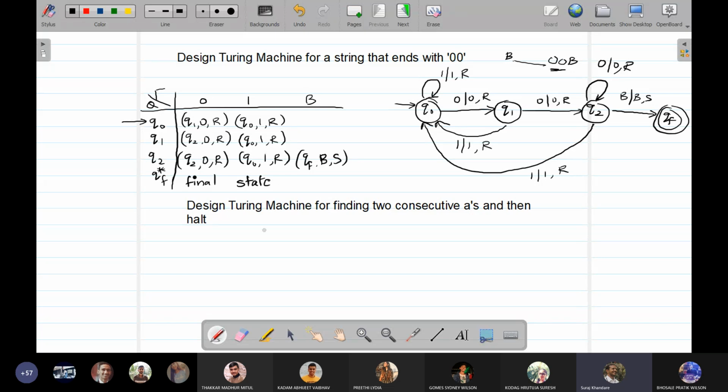Next is design a Turing machine for finding two consecutive A's and then halt. So you need to find two consecutive A's and then you will halt. So in the string, you have to find two consecutive A's and then you will be halting. So this is simple as compared to the previous one.